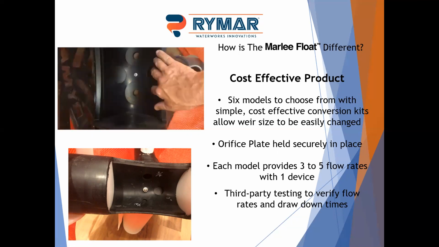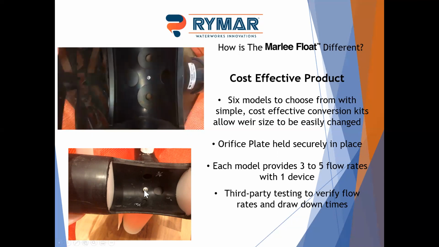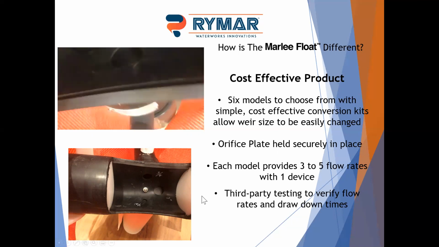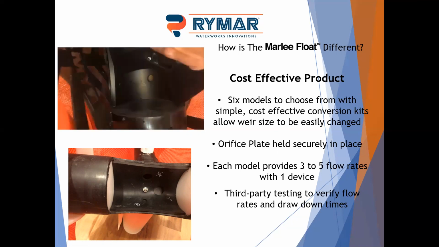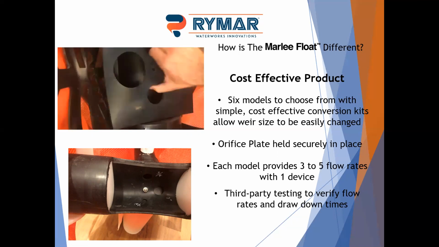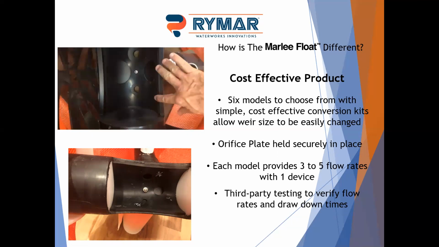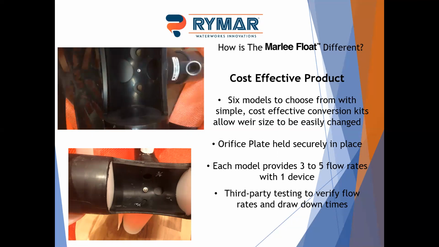There's a little metal, I call it a nub, technical term here, that is designed to make sure that when the orifice plate is put in, it is perfectly centered over the outlet. It is engineered to make sure the contractor puts it in the right place, and it's super easy to change the flow rate in the field if your pond's draining a little too fast or a little too slow. Every model comes with at least 3 and some up to 5 different flow rates. They're all third-party tested with every orifice configuration to verify the flow rates and drawdown times.